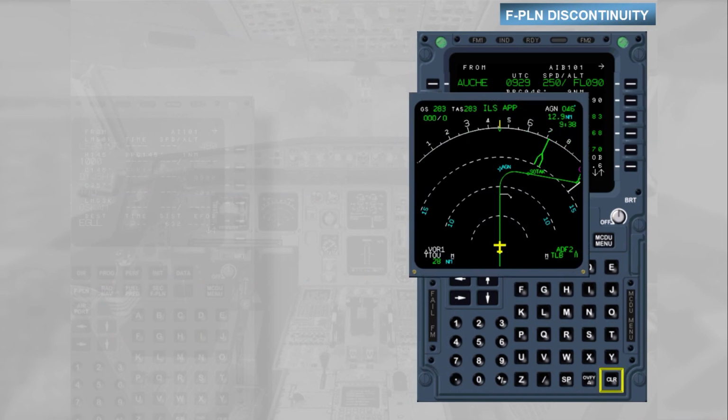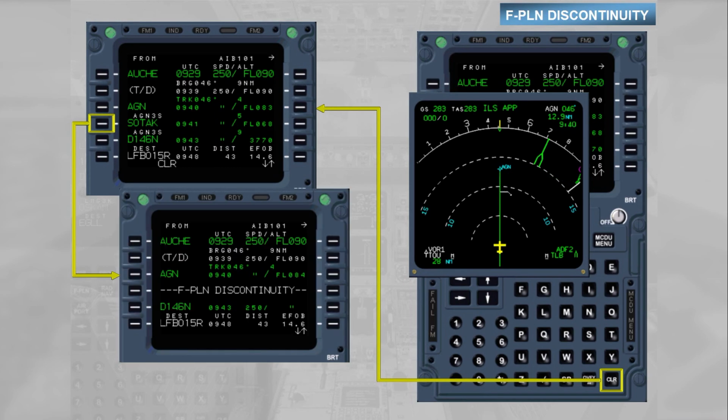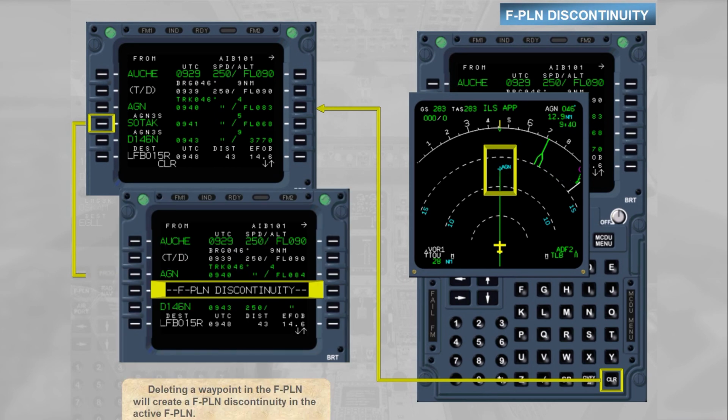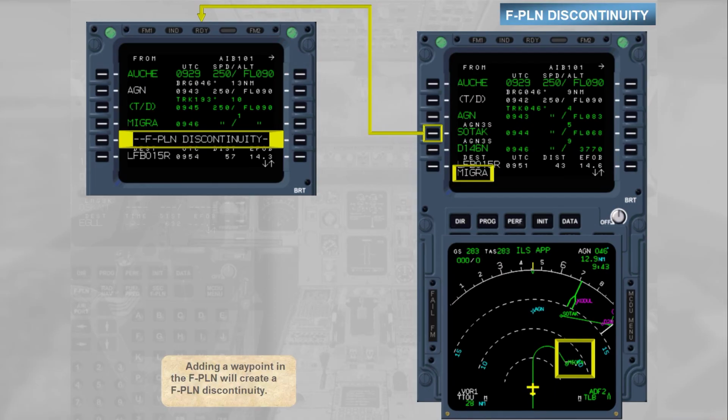Deleting a waypoint in the flight plan will create a flight plan discontinuity in the active flight plan. Adding a waypoint in the flight plan will create a flight plan discontinuity.